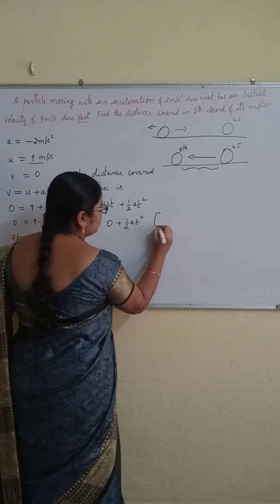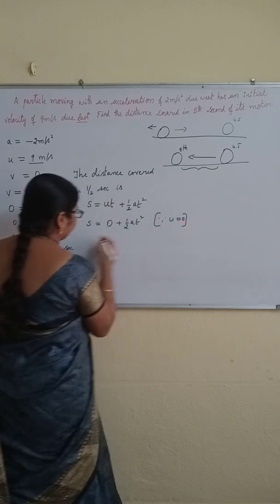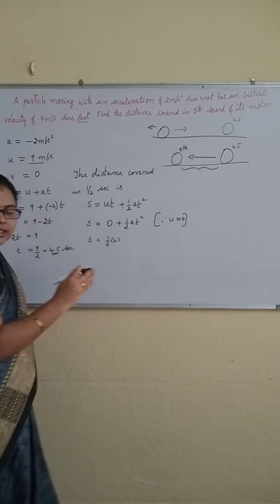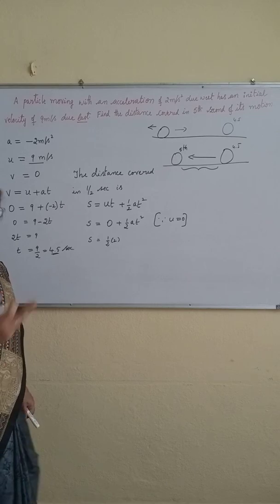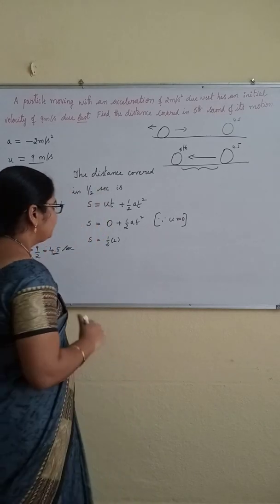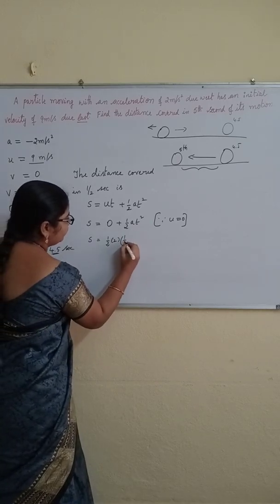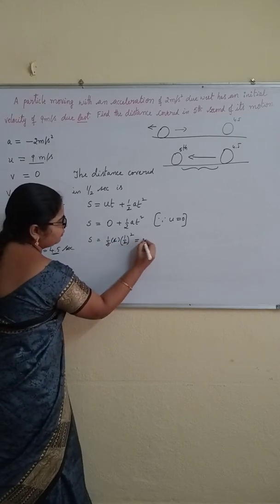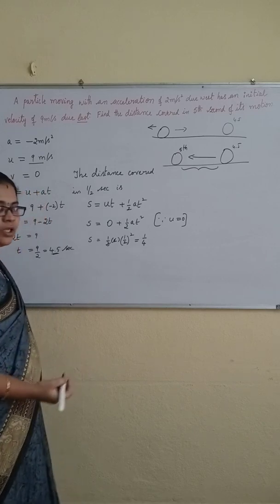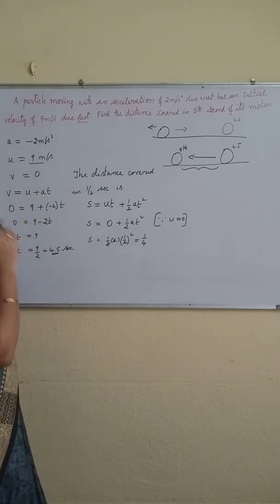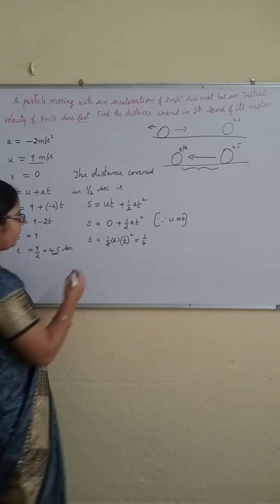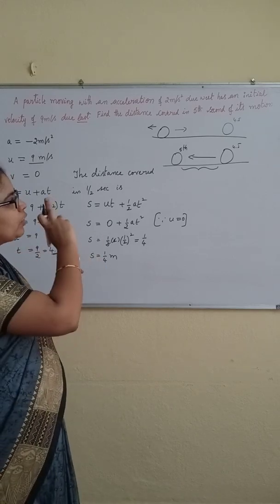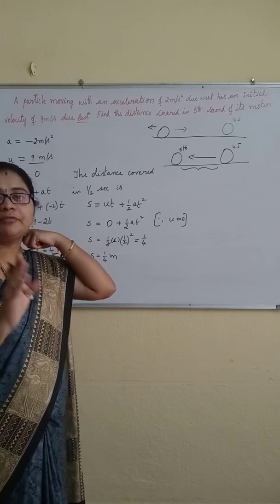Half at square, since u is equal to 0. Half times acceleration value 2. I am not considering the minus value because distance is always in terms of positive values. Times t square, that is half square. 2 will get cancelled. 1 by 2 whole square means 1 by 4. So s is equal to 1 by 4 meter.